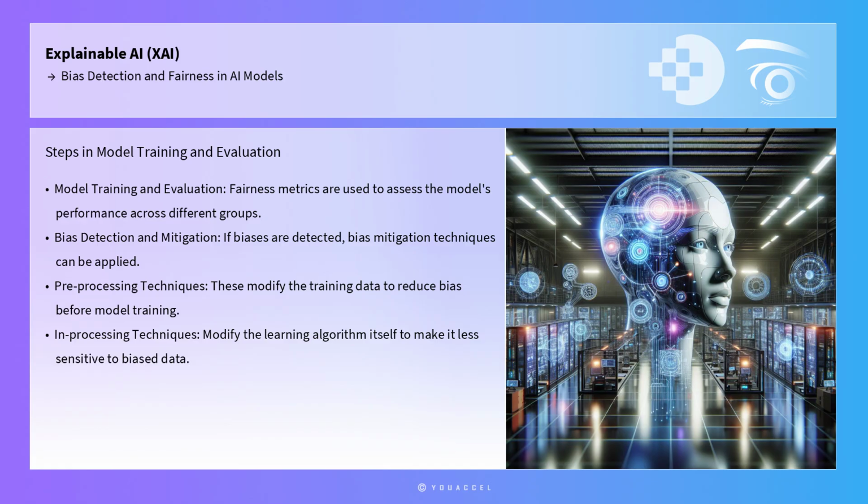Once the data is prepared, the next step is model training and evaluation, where fairness metrics are used to assess the model's performance across different groups. If biases are detected, bias mitigation techniques can be applied. Pre-processing techniques modify the training data to reduce bias before model training. In-processing techniques modify the learning algorithm itself to make it less sensitive to biased data. And post-processing techniques adjust the model's predictions to ensure fair outcomes.